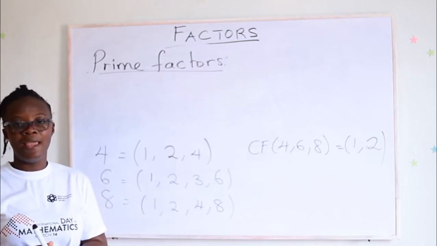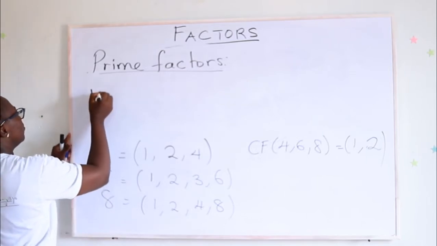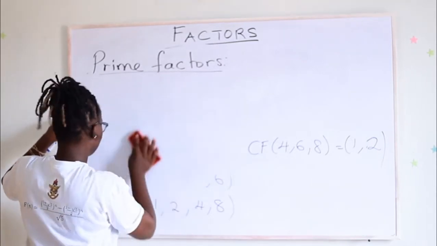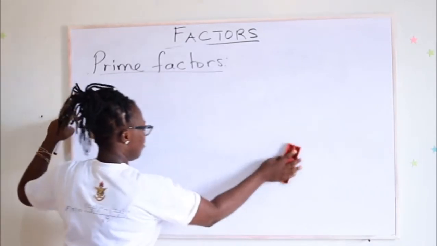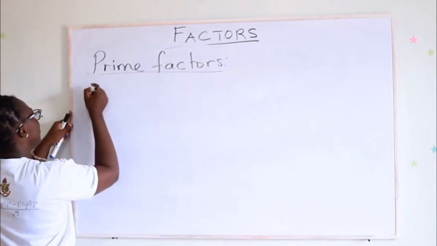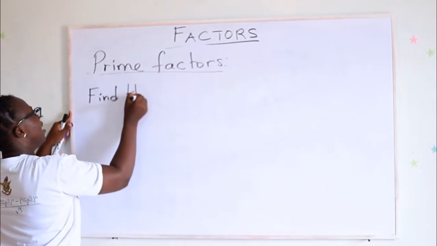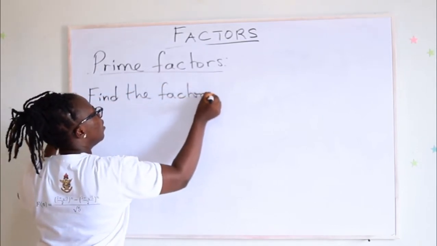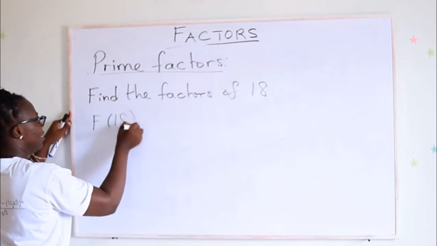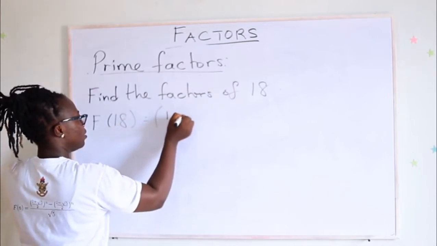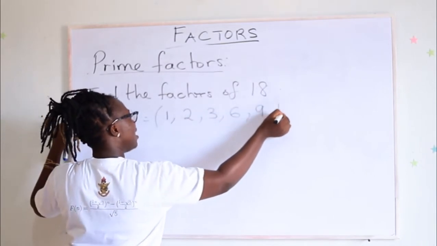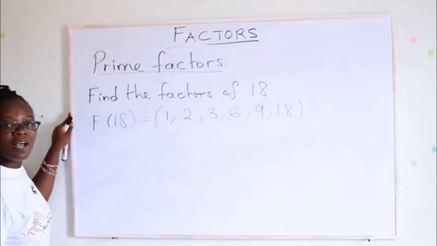Example, let's take 18. Let me ask you, find the factors of 18. If I ask you to find the factors of 18, it's different from asking you to find the prime factors of 18. So find the factors of 18. What are the factors of 18? Let me say F of 18. It's going to be 1, 2, 3, 6, 9, and 18. These are the factors of 18.